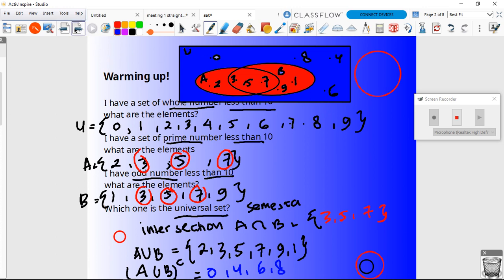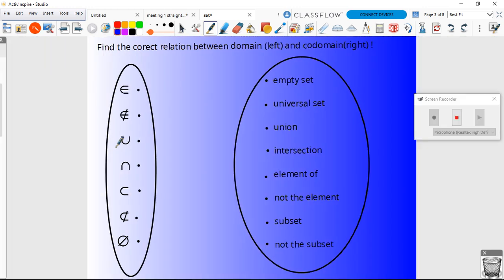So we'll continue to the next slide. Here I have a function diagram. Try to find out which one is the correct relation from the domain. So on the left we call it the domain, and then the right one we call the codomain. Okay, so what is the meaning of this? Yeah, that is for element. And then how about this one with a scratch on it? It means they are not elements.